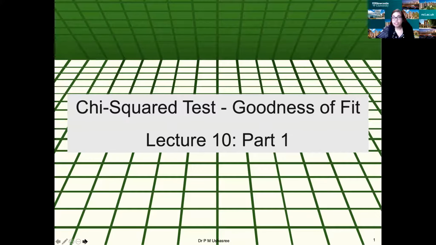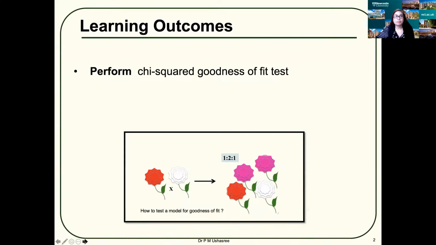Hi everybody, this is your lecture 10, part 1. In this lecture, we're going to see how to perform chi-squared goodness of fit test.